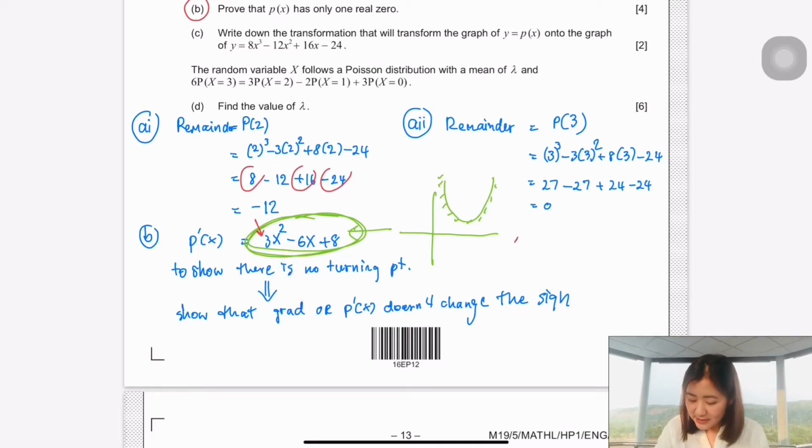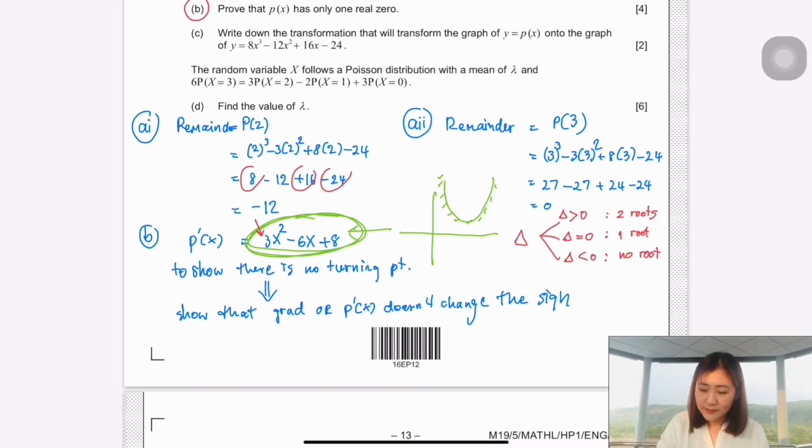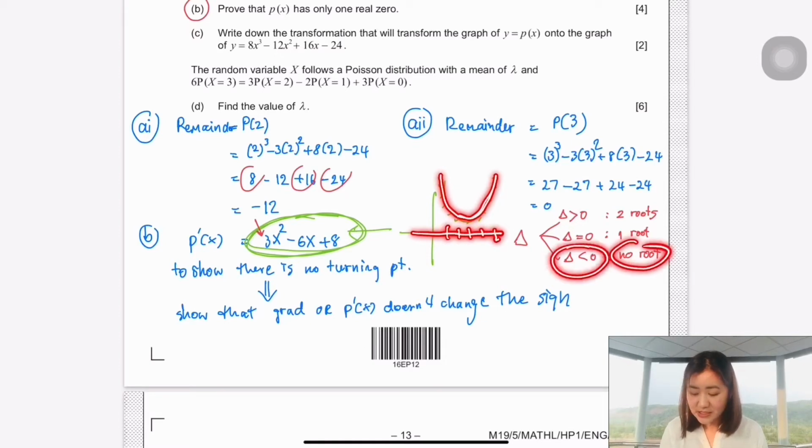Let's talk about the discriminant. You have three cases: discriminant greater than 0, discriminant equals 0, and discriminant less than 0. If the discriminant equals 0, you have one real root. If it is greater than 0, you have two roots. And less than 0 means no roots at all. So this one, all above the x-axis, has no x-intercept, so no root. So we go for discriminant less than 0.